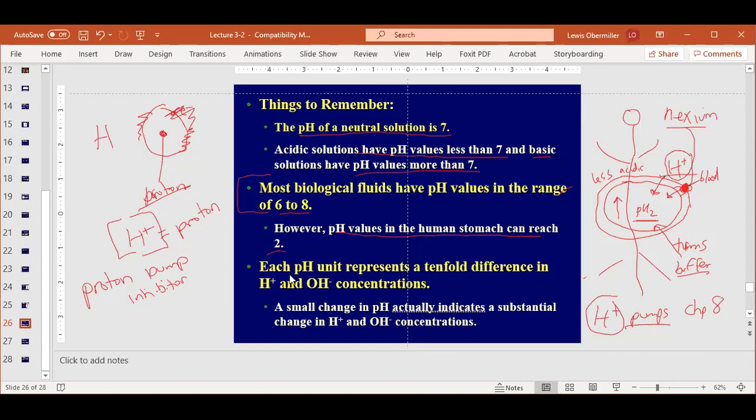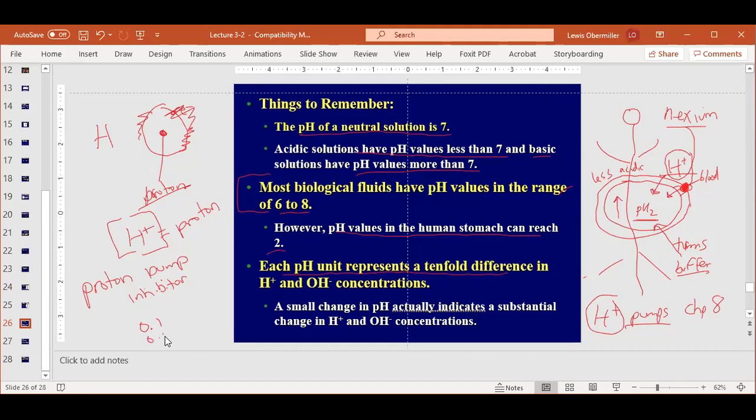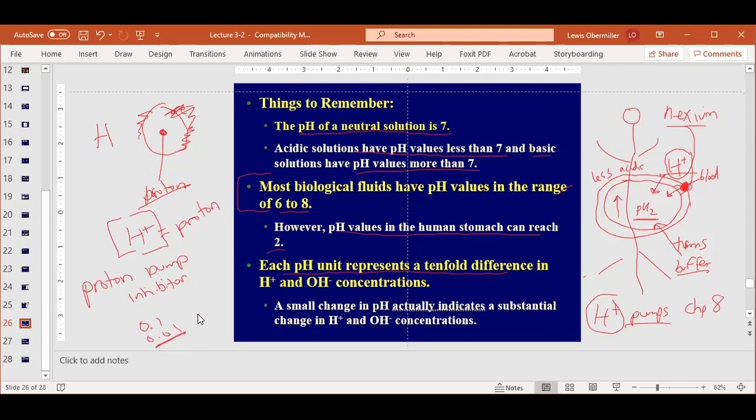The other thing that you should remember also is one pH unit is a tenfold difference, right? The difference between 10 cents and 1 cent is, this would be 10 to the negative second, and this would be 10 to the negative first. So the difference between those two is actually tenfold, right? You need 10 pennies to get a dime, and you need 10 dimes to get a dollar. So every one of these units, because it's 10 to the power of something, is a tenfold difference.